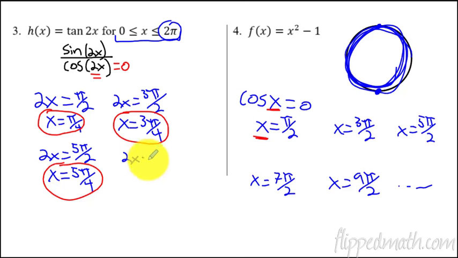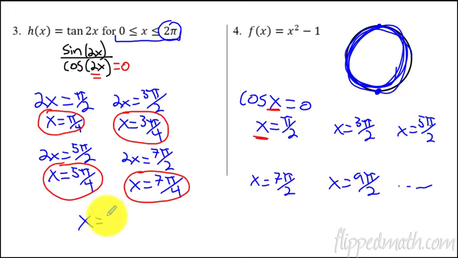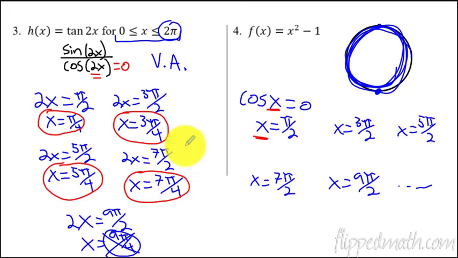So let's go another one. 2x equals, what's the 7 pi over 2? 7 pi over 2. If I divide both sides by 2, I get 7 pi over 4, and that's still within the possibility. Now that's the last one, so you don't have to write the next one. I'll show you why. You might write it if you want to keep track of this, because 2x equals 9 pi over 2. And when you solve that, you get x equals 9 pi over 4. And that 9 over 4 is bigger than 2 pi. So you don't have to worry about that one. Okay, so all of these are vertical asymptotes because they don't cancel out with anything that's on top.